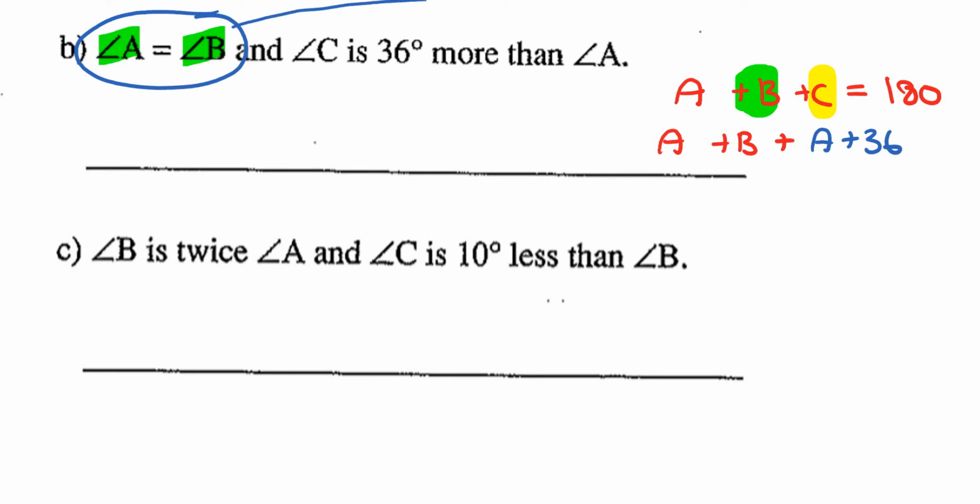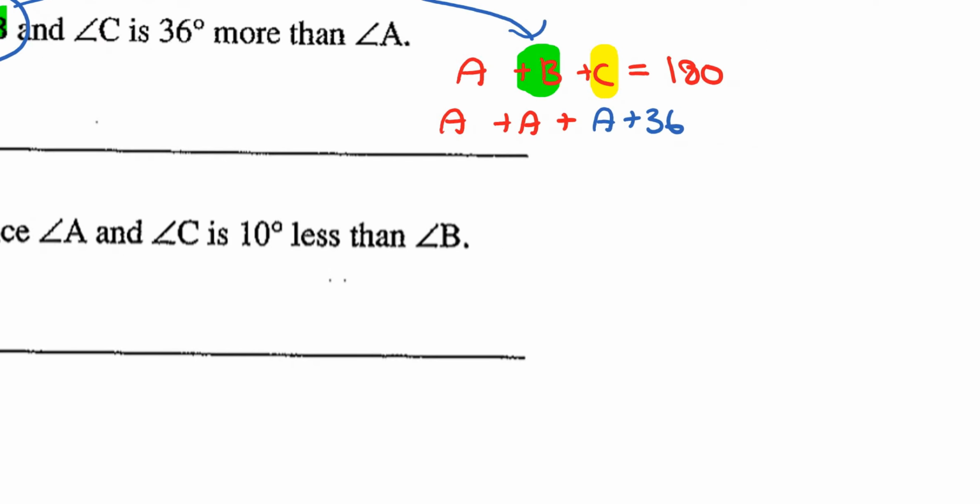So using this idea here, I can just change angle B now to angle A, because we know that the two angles are equal to each other. So here's my equation now. We know that this whole thing is going to add to 180 degrees, and now we just need to add up the like variables or the like terms.